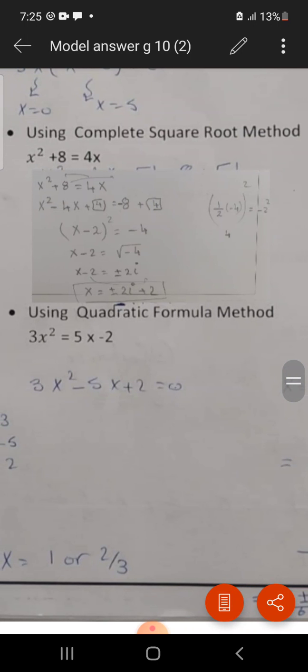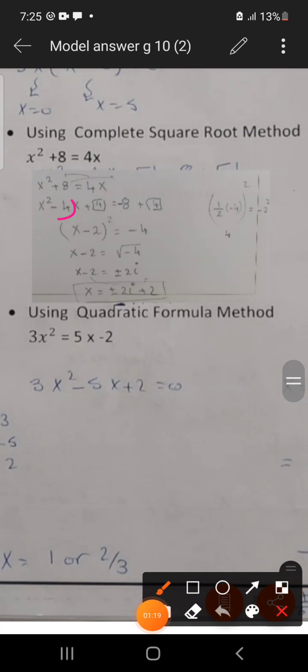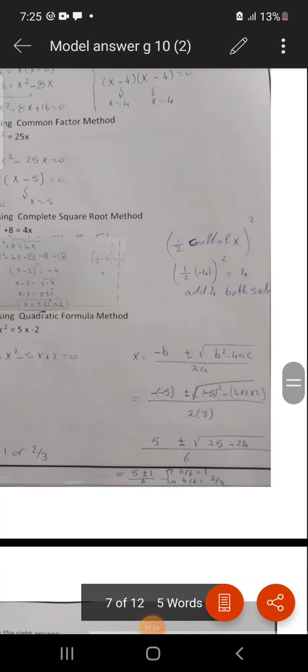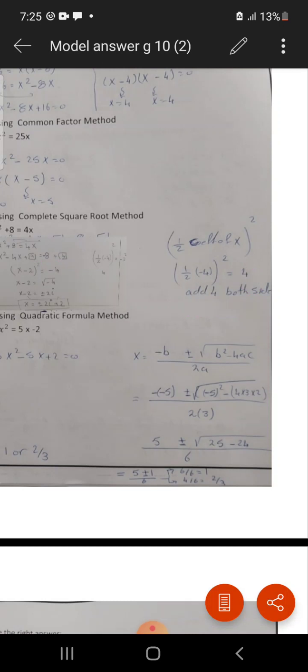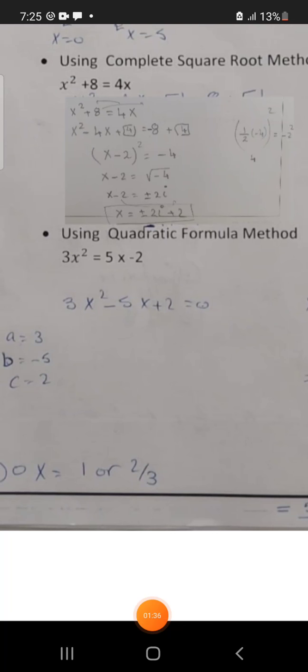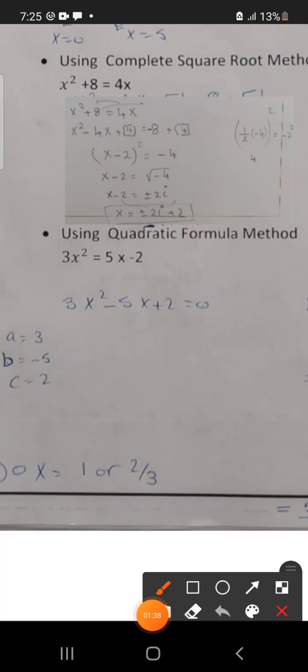Where is the coefficient of x? Here it is negative 4, so I get half of negative 4, all squared. You will get 4. So add 4 to both sides. The third rule, add 4 to both sides. Fourth rule, you will solve to get x. Complete the square first. Here, negative 8 plus 4 is negative 4.